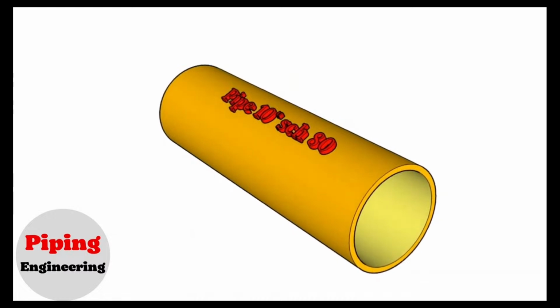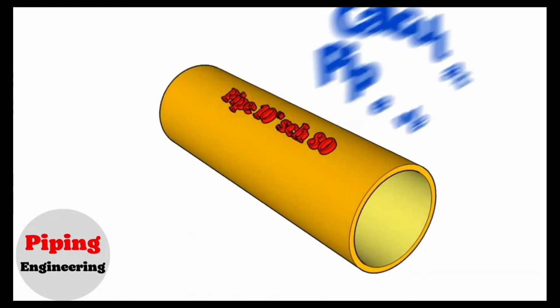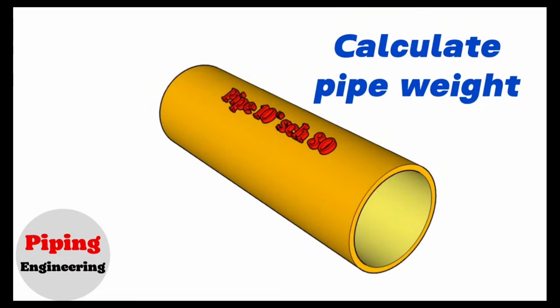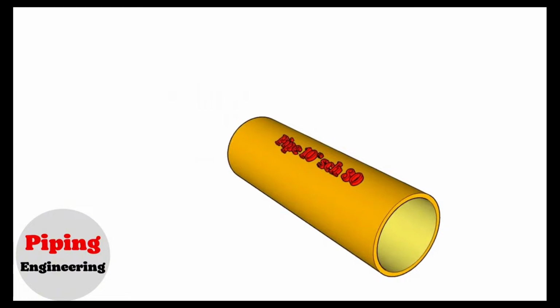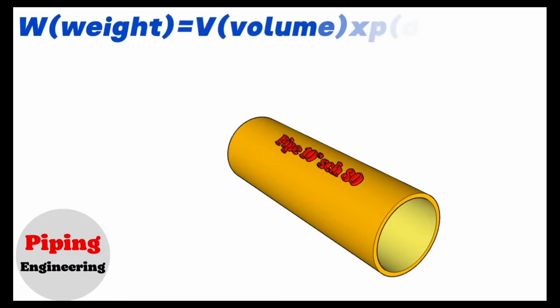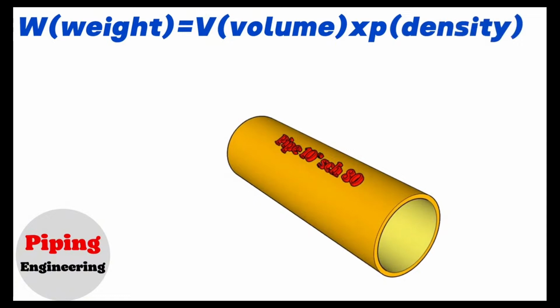In this video we will show you step by step how to calculate the weight of carbon steel pipes with an easy method. Let's start our education video. The formula for finding the weight of the pipe is as follows. Weight equals volume multiplied by the density of the material of the pipe. In this formula, the density of the material is taken from the density chart of the materials. We have to calculate the volume ourselves.